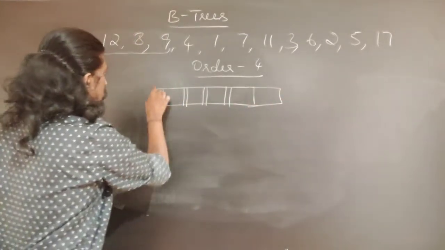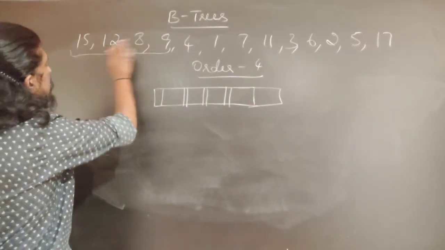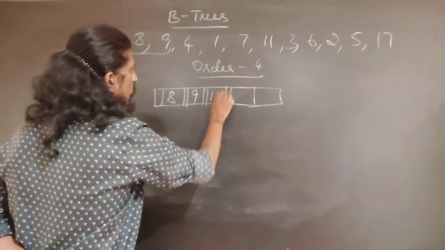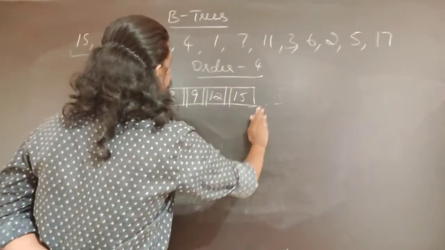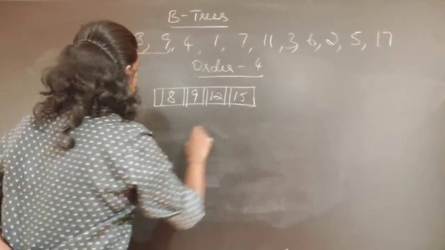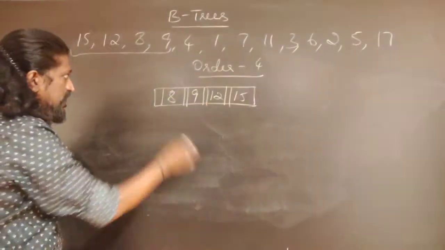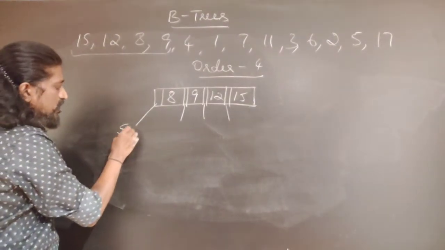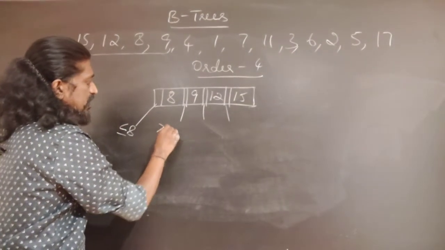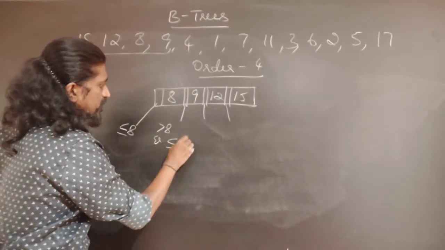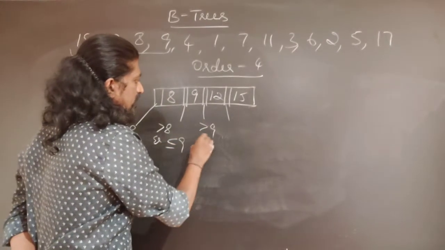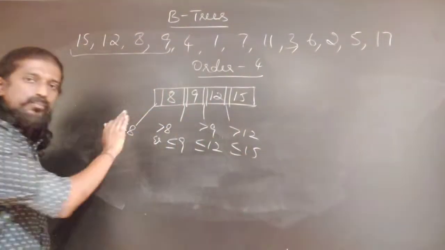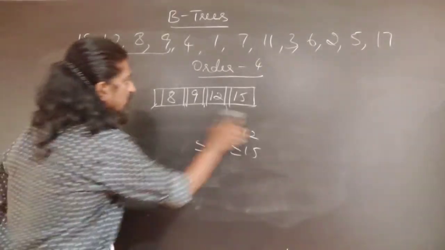Okay, so 15, 12, 8 and 9. So 8 will be the first key, 9 will be the second key in the sorted order, 12 will be the third key, and 15 will be the fourth key. Okay, so there are 4 keys, and after we construct the B tree, we should have at most 4 descendants, wherein this should have keys less than or equal to 8, this should have keys greater than 8 and less than or equal to 9, this should have greater than 9, less than or equal to 12, greater than 12 and less than or equal to 15. So this is how our B tree will look later when we construct it.